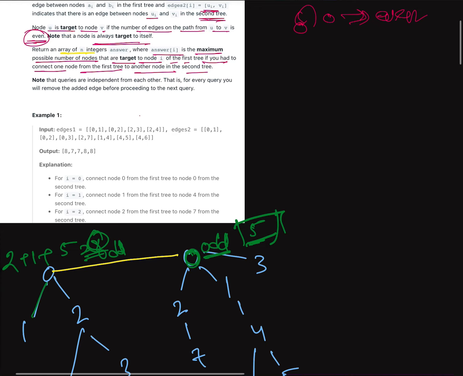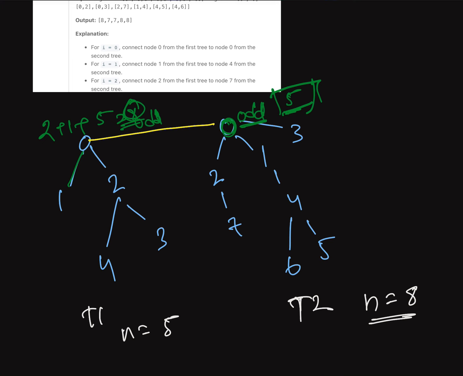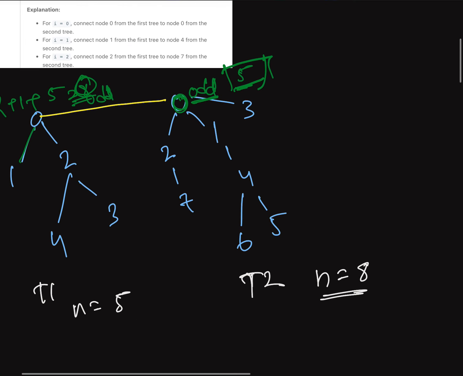Okay, so suppose for this example 1, this is our graph. Our graph actually looks like this. This is tree 1 and this is tree 2. So here n is equal to, how many nodes are there? 5. And here m is equal to 8. 8 nodes are there for tree 2. So we have to return an answer of size 5.